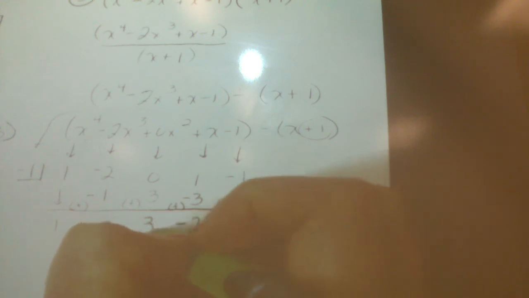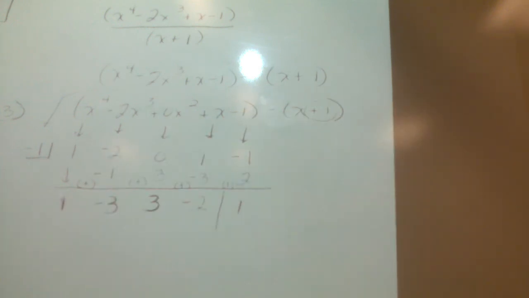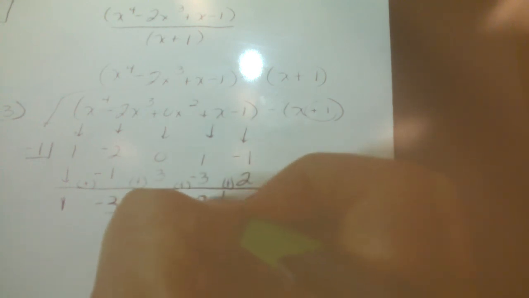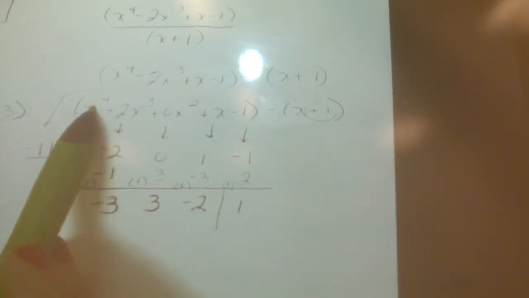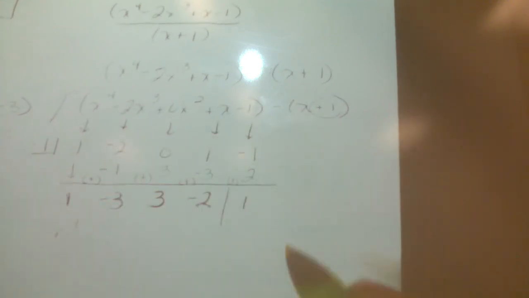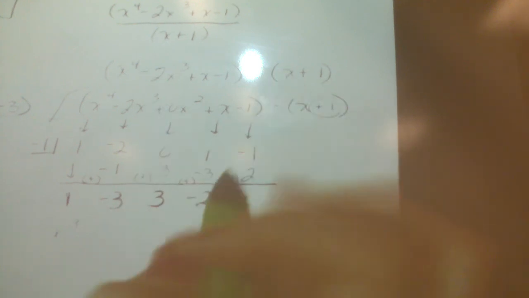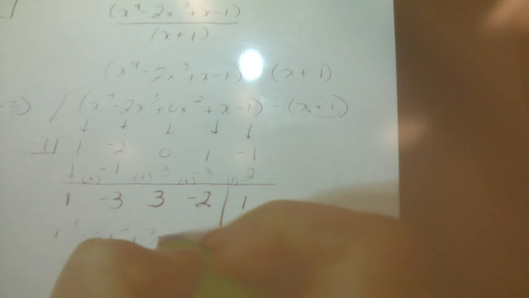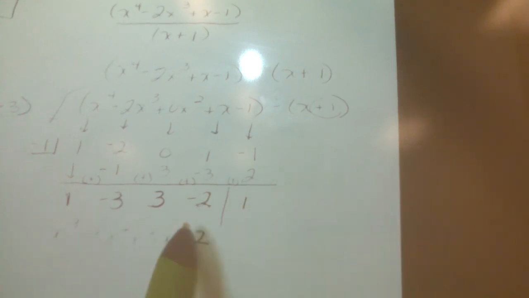Let's make sure you can see all this. There we go. It's a little better. All right. So let's start to write the final answer. I've got x to the fourth, so I'm going to write this 1 less. So 1 less is x cubed. So this is 1x cubed. I don't need to put the 1. And then minus 3x squared. And then plus 3x, and then minus 2. This number right before the remainder is the constant.